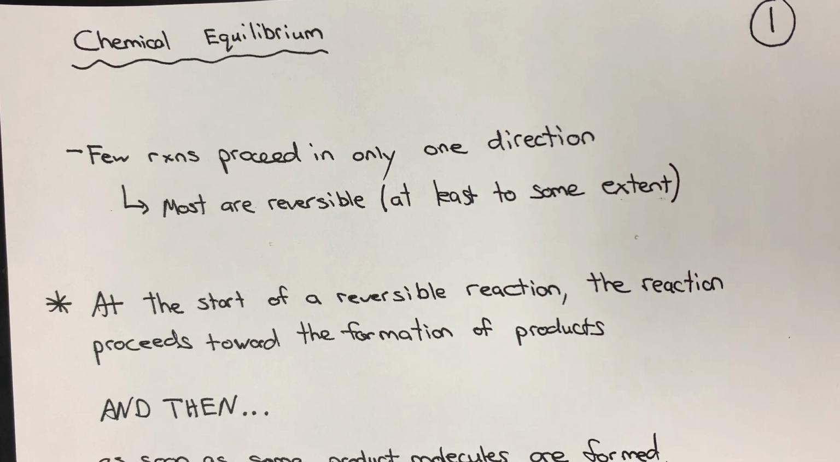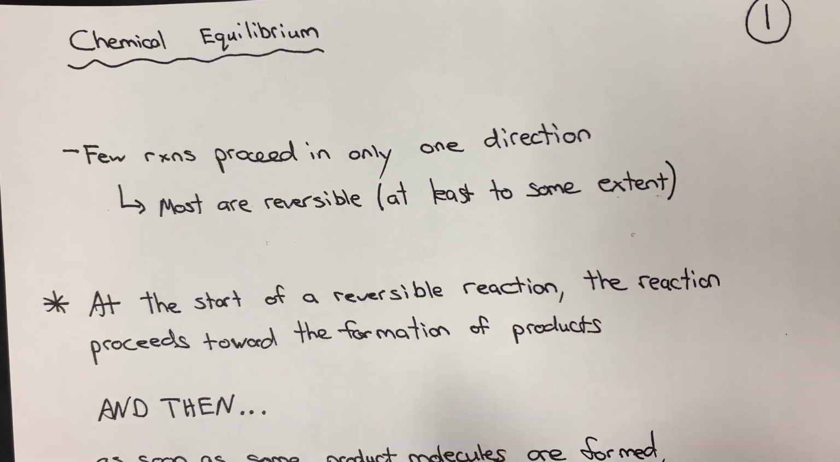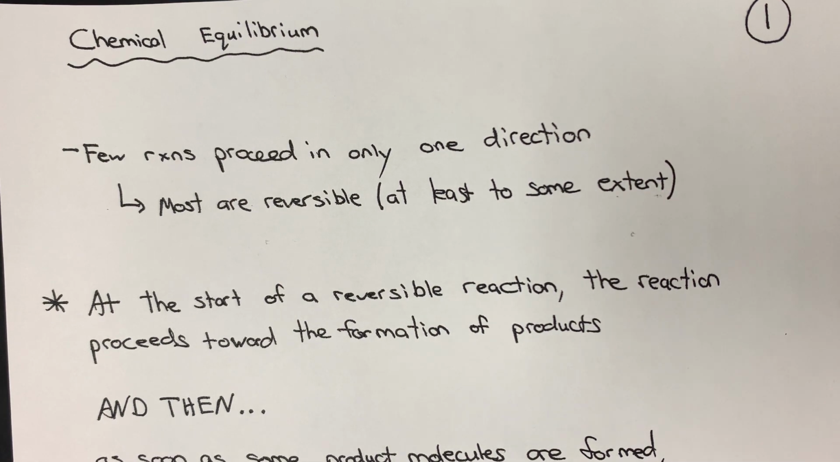So first things first, I think it's important to realize that very few reactions only proceed in one direction, okay? Most reactions are reversible, at least to some extent. We will begin to quantify that extent here in the coming days, okay? I think we're familiar with the idea that we tend to start with reactants and we form products. And that's true, right? That's true to a large degree.